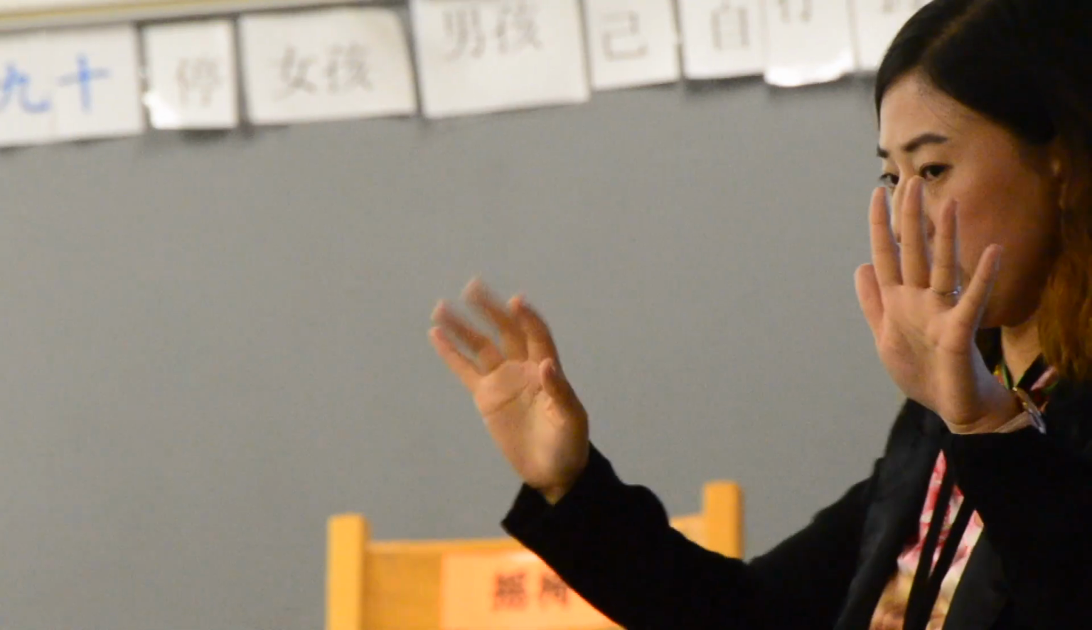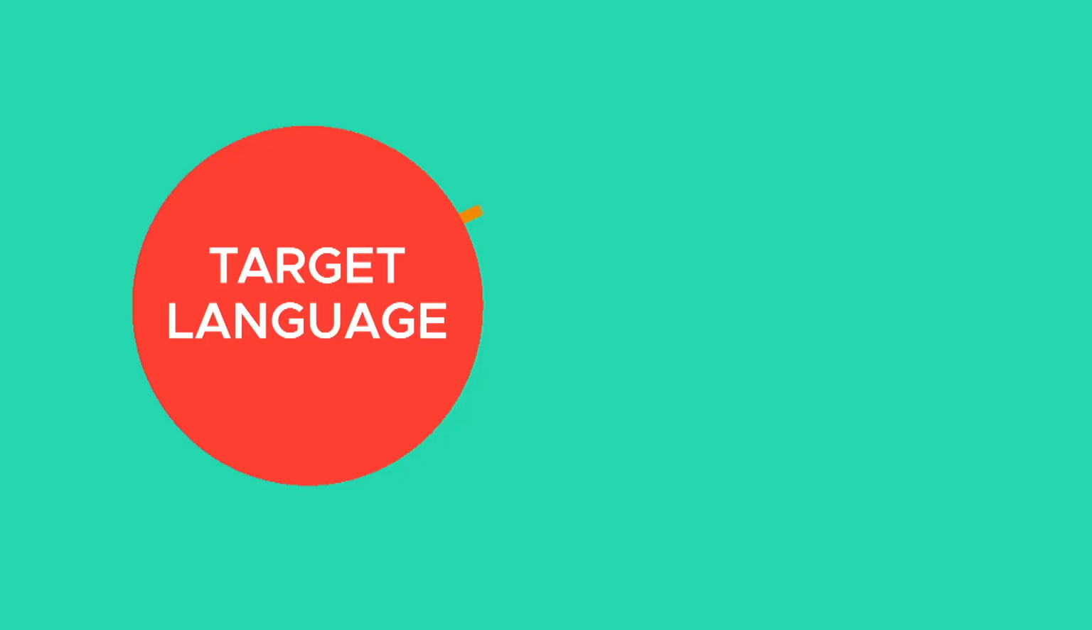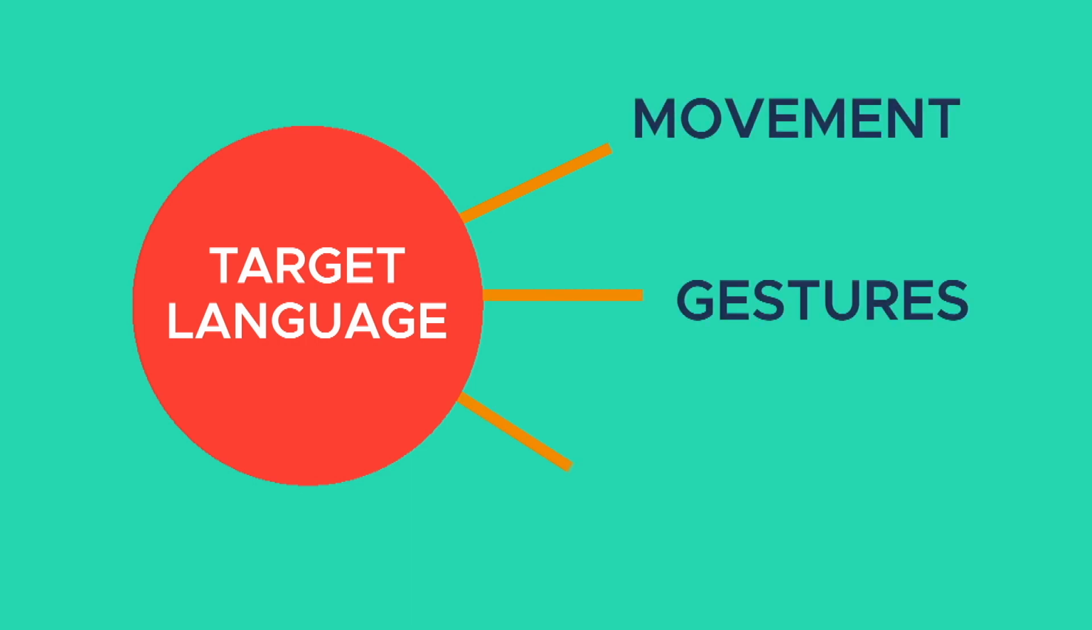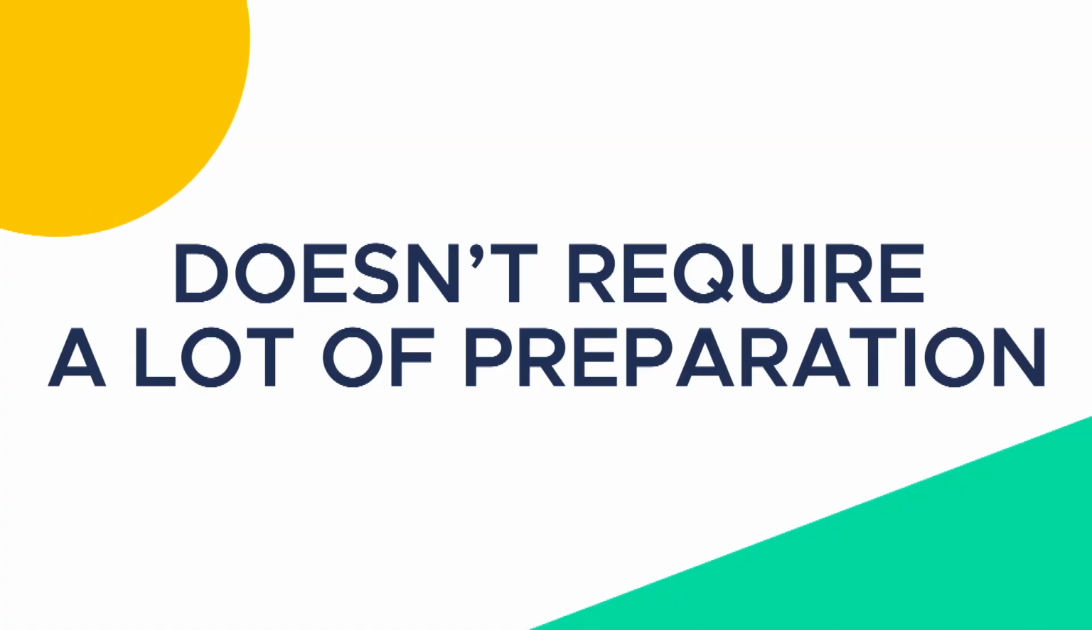Total physical response is an interactive and engaging way to teach language for beginner-level students and to learn new vocabulary and concepts in a new language. It pairs the target language with physical movement, gestures, and visuals to help students remember words and phrases. It can be used in large or small classes and works well with mixed ability groups. It doesn't require a lot of preparation or materials.